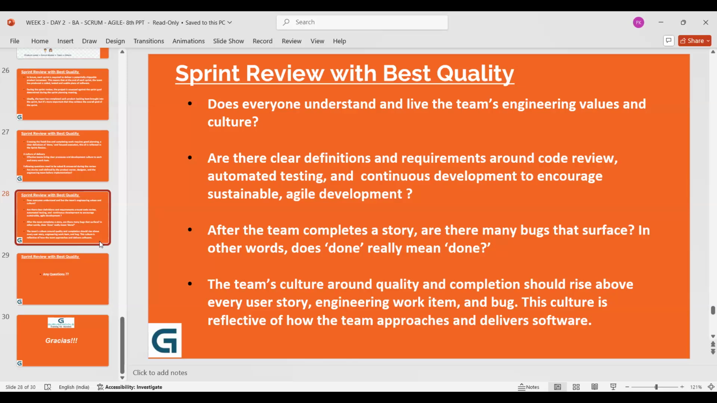Okay. Continuous development to encourage sustainable agile development. Now this simply means that in every sprint, have we planned in a holistic manner so that for each upcoming sprint we are able to maintain that pace? It should not be the case that in the first sprint you complete, say, 15 product backlog items, 15 PBIs. In the next sprint you only complete 2. In the next sprint you complete 20. In the next sprint you only complete 5.